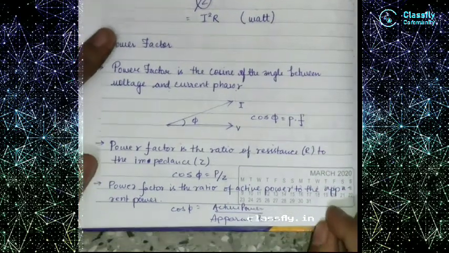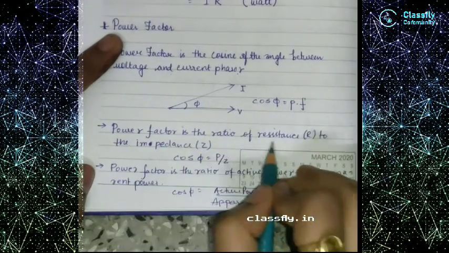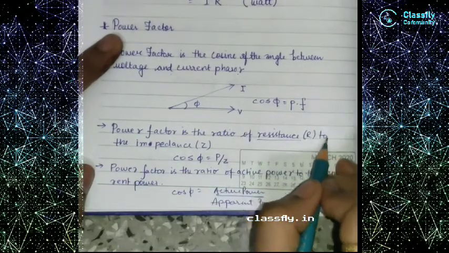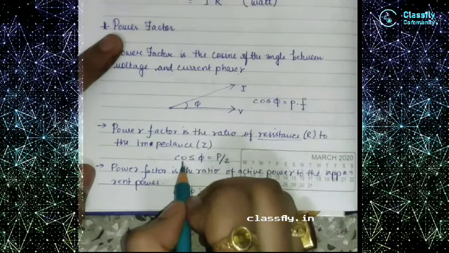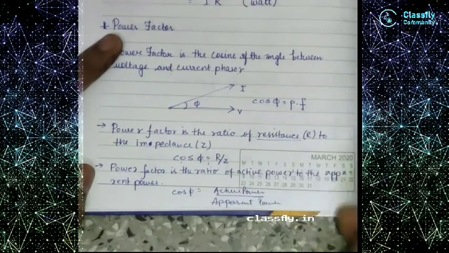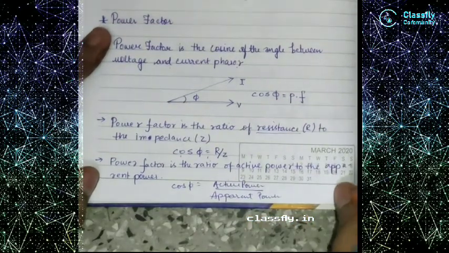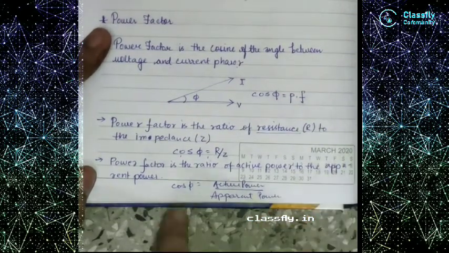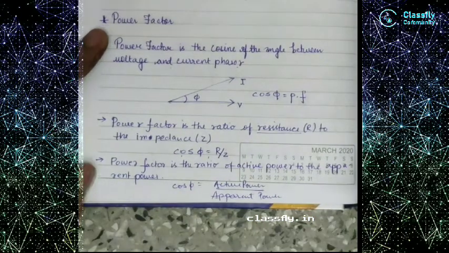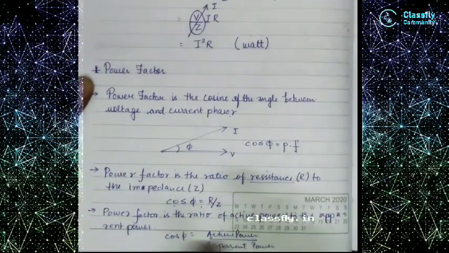Now see, power factor is the ratio of the resistance to the impedance. We write resistance as R and impedance as Z. So cos phi, that is a power factor, can be written as R by Z. Power factor is the ratio of the active power to the apparent power. So cos phi is equal to the active power over the apparent power. Okay, so these three are the definitions of the power factor.